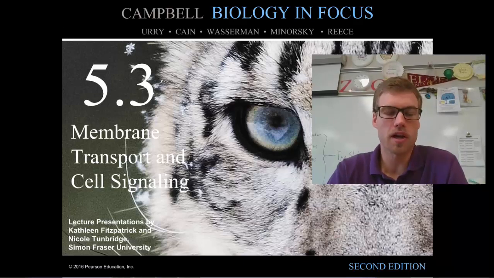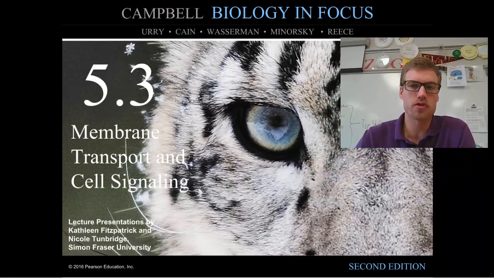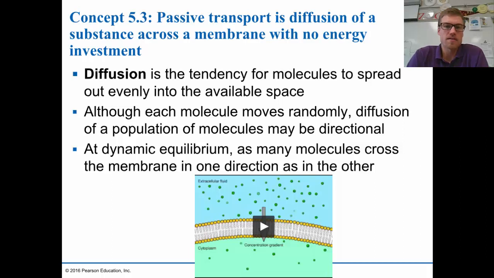Today we are going to be building on our discussion about membranes by talking about the process of diffusion. So passive transport is diffusion of a substance across a membrane with no energy investment. Diffusion is specifically the tendency for molecules to spread out evenly into the available space.